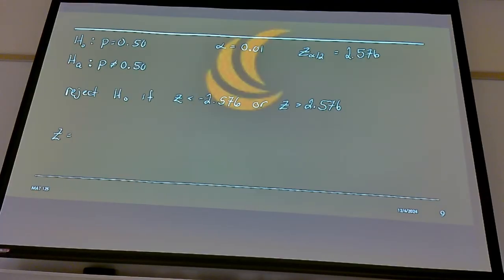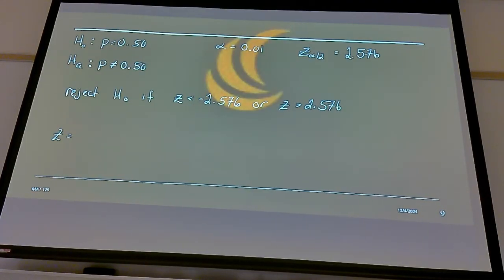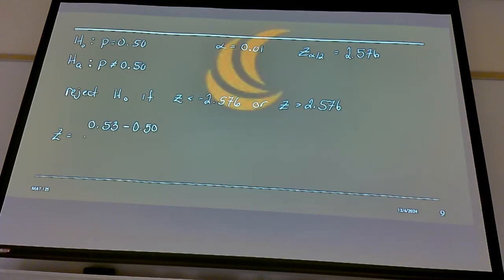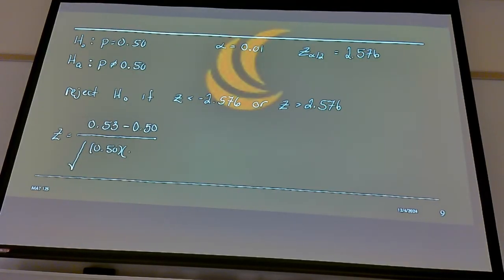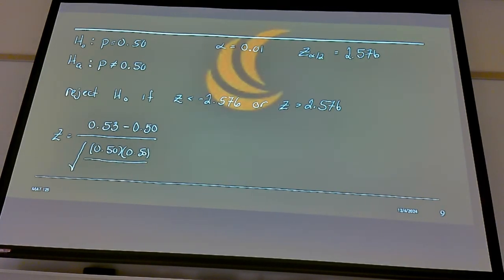Now let's calculate the test statistic. P hat, which was what? 0.53. Minus P naught, 0.5, divided by the square root of P naught times 1 minus P naught, divided by N, which is what? Yeah, 100.